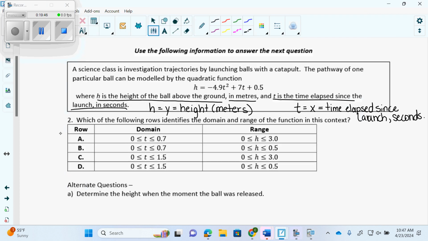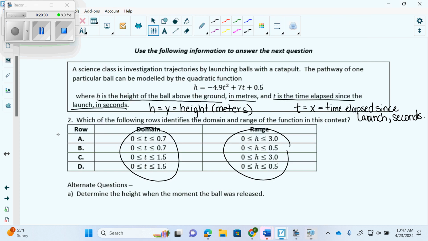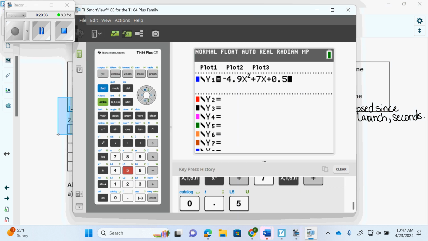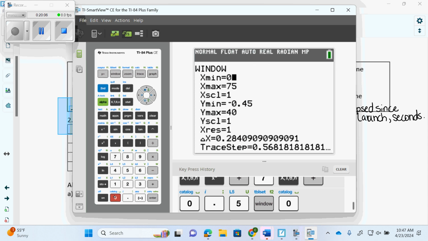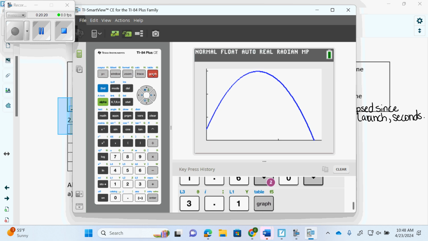I said I would make my window based off of these hints. So I'm going to go to my window and make my X-min 0 and my X-max 1.6, and then my Y-min 0 and my Y-max 3.1, let's say. Graph. Just solely knowing what these should be, I can tell you what my domain and range are.